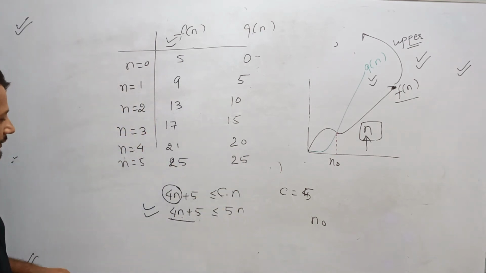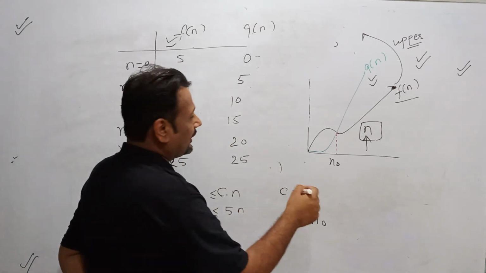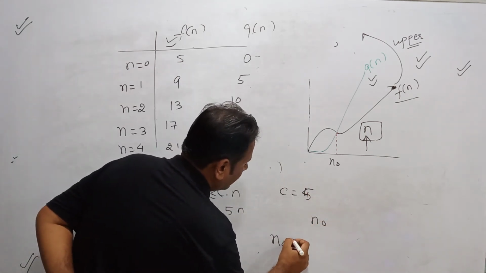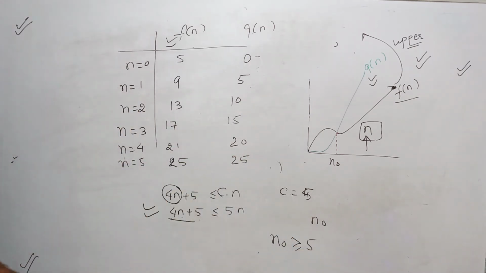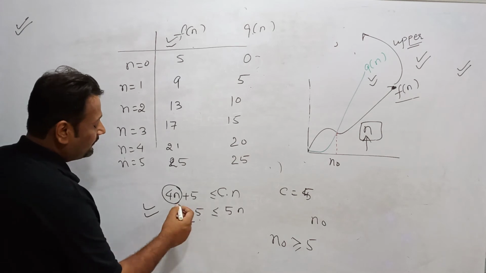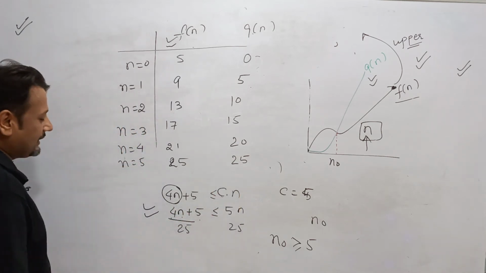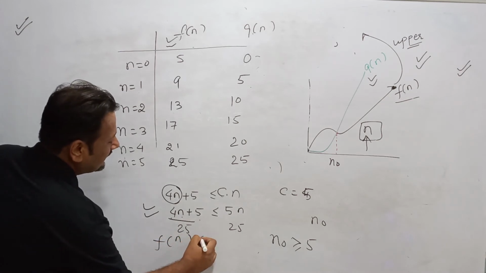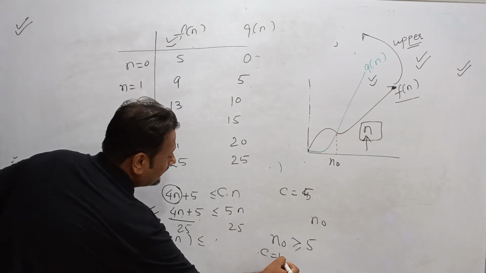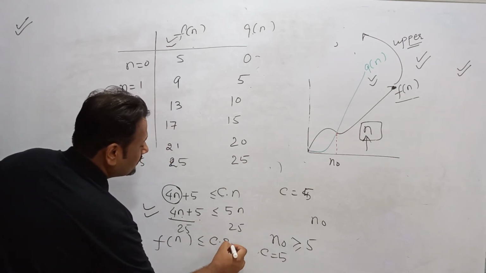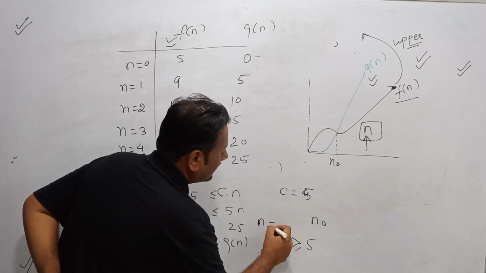25. Now you can write, as I told you how to write this, this value of n naught is greater than or equal to 5. So for any value of n which is greater than or equal to 5, I can prove that this is going to be 25, this is going to be 25. That means I can write f(n) is less than or equal to c into g(n). What is the value of c? c is 5. What is the value of n? That is n naught.